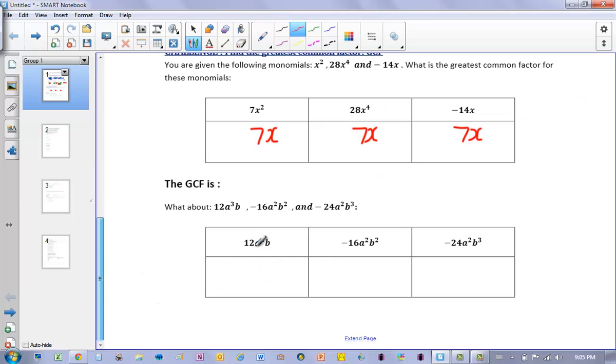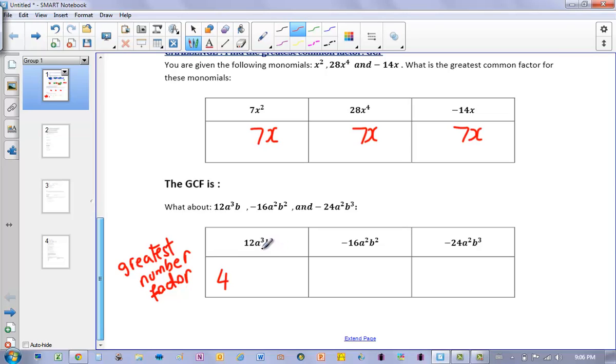What about this one? 12a to exponent 3 b, negative 16a squared b squared, negative 24a squared b cubed. Now let's look at the greatest number factor. What is the greatest number factor between 12, negative 16, and negative 24? Well, 12 and 24 are divisible by 3, but 16 is not. So what is another factor that goes into all of them? It is 4.